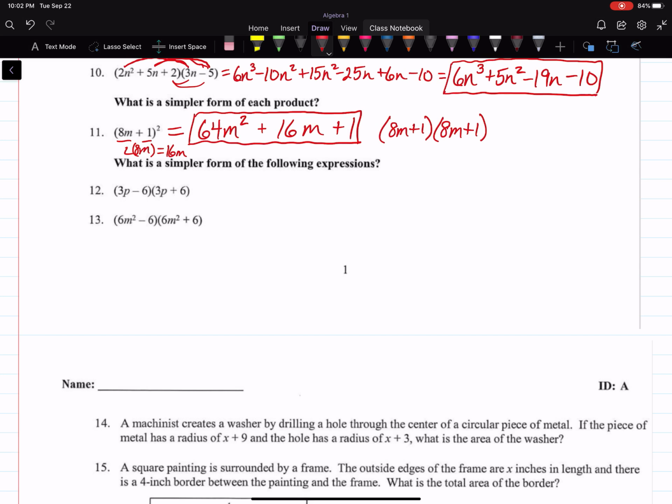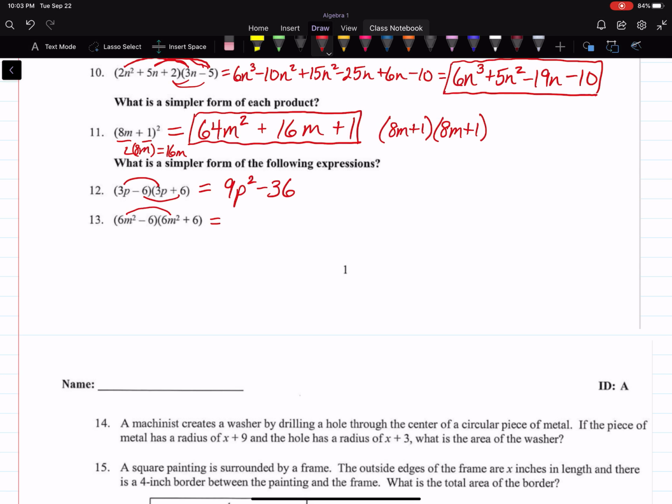12 and 13. These again are also special cases. We can do a shortcut here. We don't have to do all 4 of them because these are going to cancel. The middle ones will cancel because these are exactly the same. It's just you have a minus sign here and a positive sign here. So as long as everything's the same, they're just opposite signs, you just have to do the first and the last terms. So 3p times 3p is 9p squared. Negative 6 times 6 is negative 36. And that's all there is to these. But again, you can only do this shortcut when they are exactly the same, just one's adding, one's subtracting.